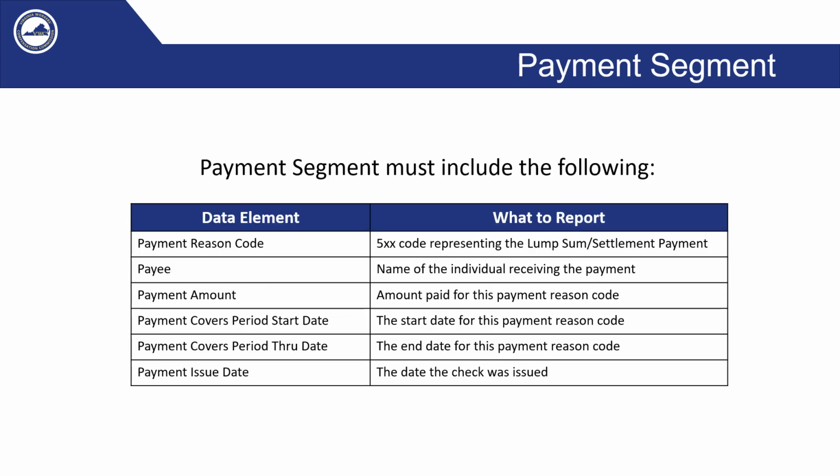The payment segment. It must include the payment reason code. This is one of the acceptable 500 codes representing the lump sum settlement payment. The payee. This is the name of the individual receiving the payment. The payment amount. This is the amount paid for the payment reason code. The payment covers period start date is the start date for the payment reason code. The payment covers period through date is the end date for the payment reason code. The last is the payment issue date. This is the date the check was issued.